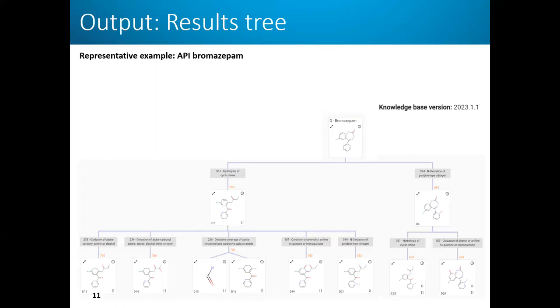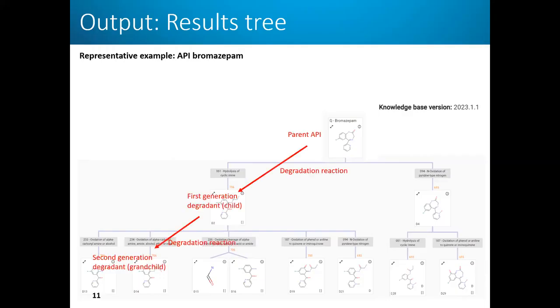I chose bromazepam, which has nothing to do with nitrosamines, purely for an illustrative example. So Zenith results are presented in a tree, we call it a tree, which allows for successive generations of degradants to be displayed. So first generation degradants can degrade further into second generation degradants. And this is just a section of the prediction for bromazepam, purely for illustrative purposes.